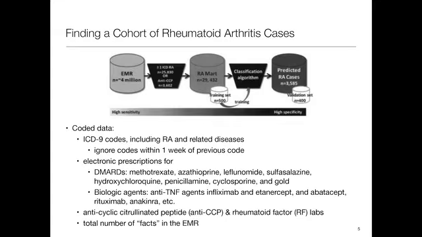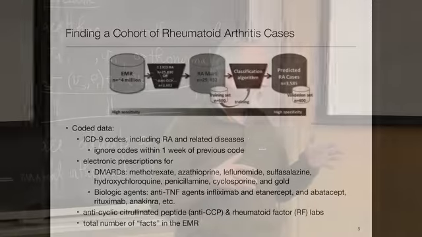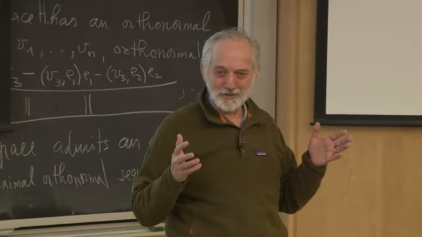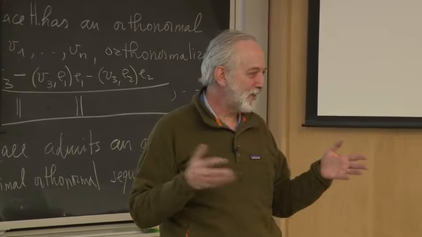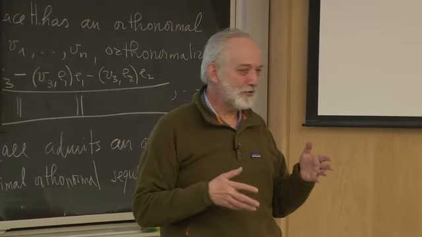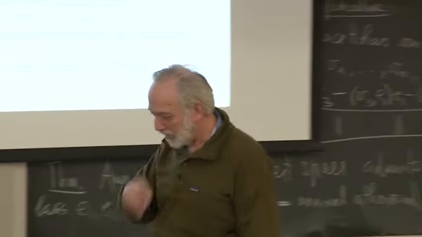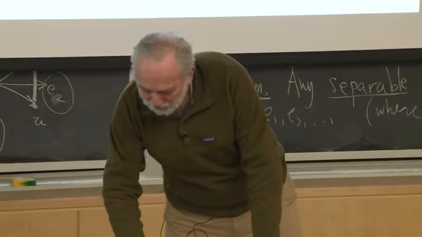And another thing we found, not only in this study, but in a number of others, is it's very helpful just to count up how many facts are on the database about a particular patient. That's not a bad proxy for how sick they are, right? If you're not very sick, you tend to have a little bit of data, and if you're sicker, you tend to have more data. So these were the cohort selection.